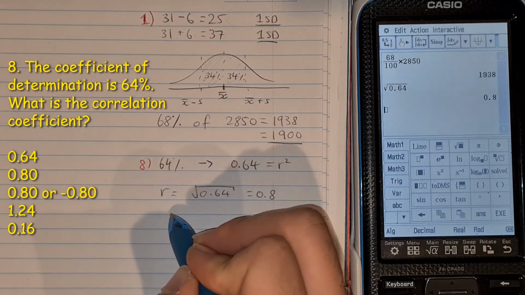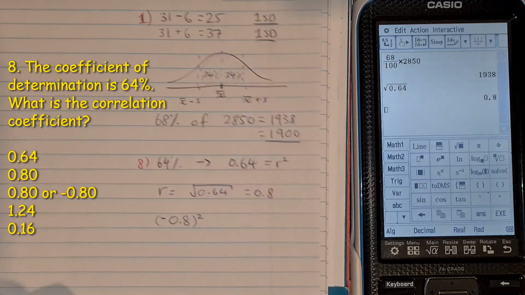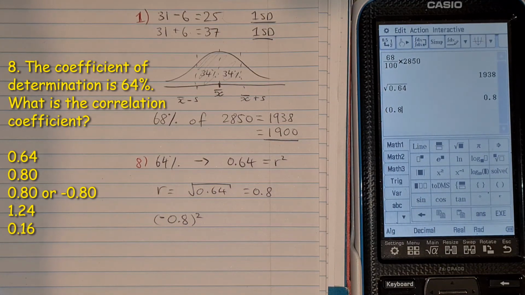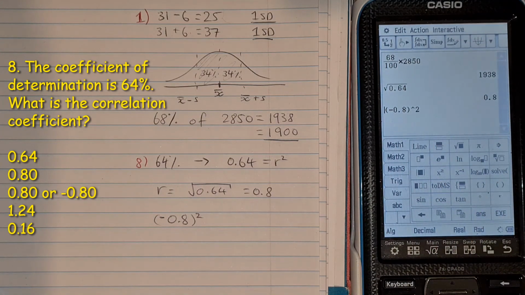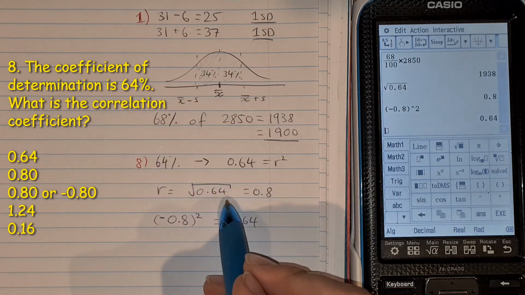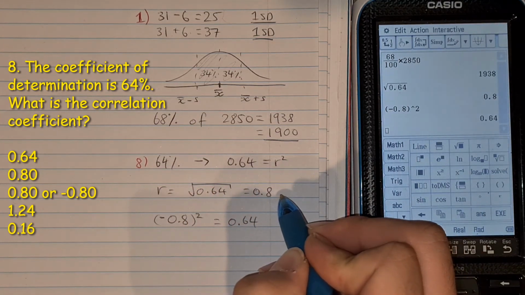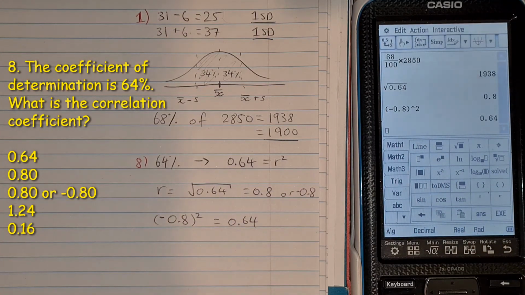But remember, what happens if you square a negative number? If you square a negative number, then you get the positive number back as well. So really, the square root of 0.64 could be 0.8 or negative 0.8. Because the question doesn't give us any indication whether the direction is positive or negative, our answer would be 0.8 or negative 0.8.